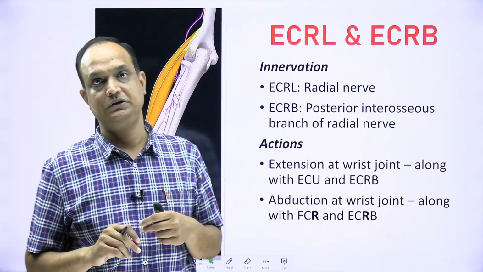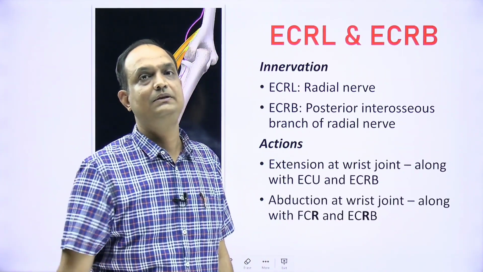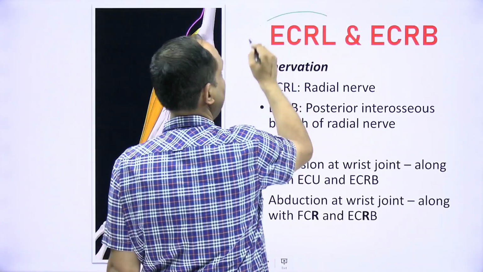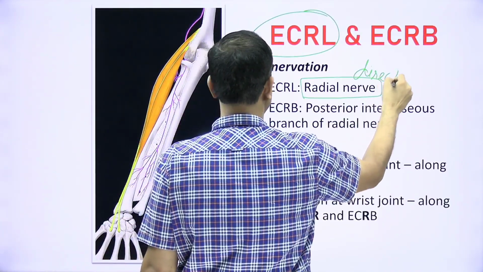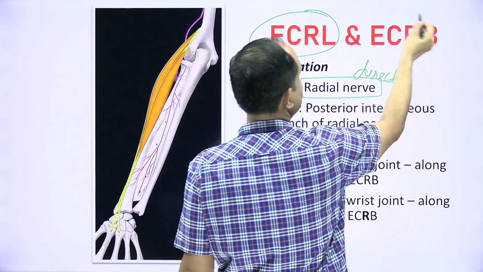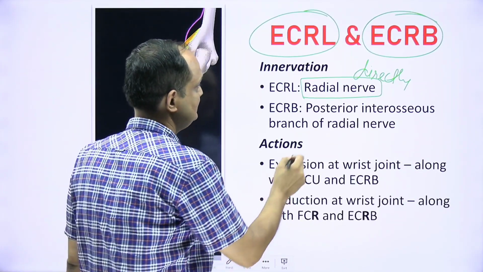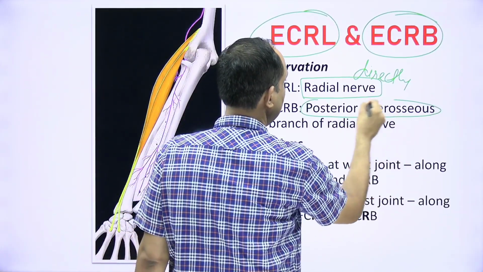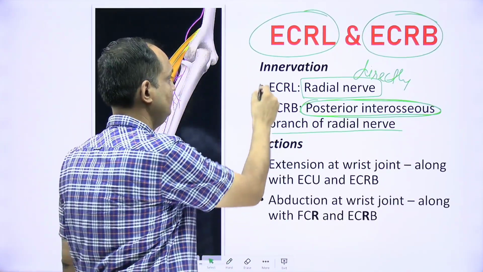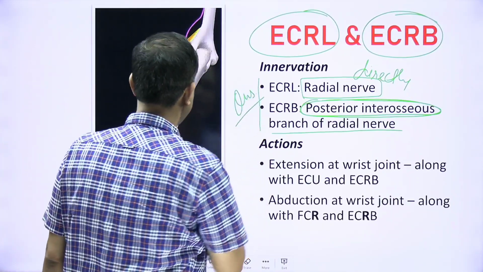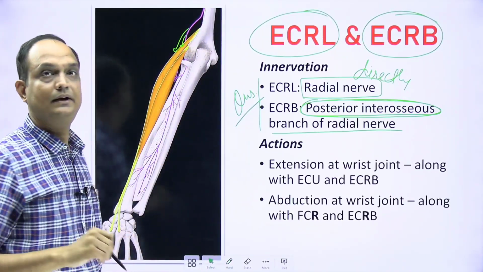Now what is the innervation? Innervation is by the radial nerve, but my dear student, you have to keep this in mind that extensor carpi radialis longus is directly supplied by the radial nerve, while the extensor carpi radialis brevis is not directly supplied by the radial nerve. It is supplied by a branch of the radial nerve, which is known as the posterior interosseous nerve. So this is again a very important question in your exam. Here you can see that this is the radial nerve which is supplying this extensor carpi radialis longus.